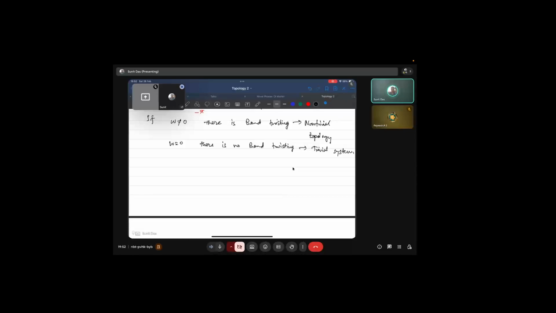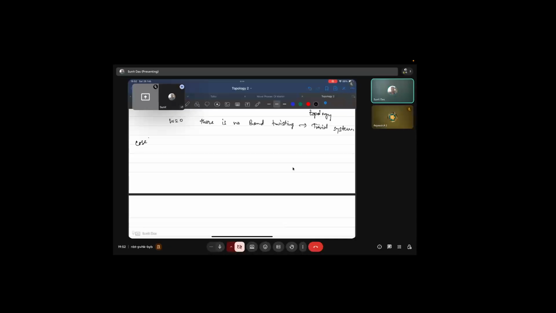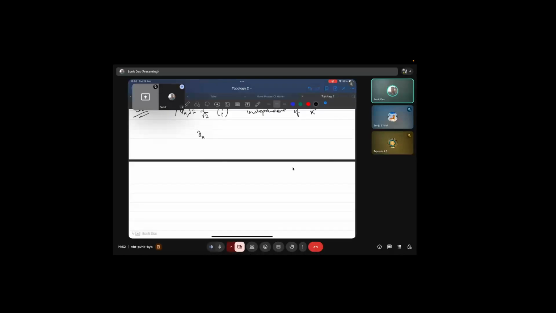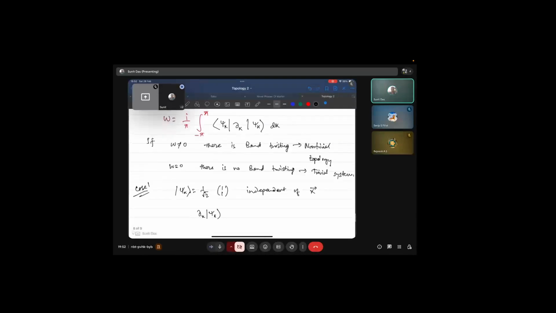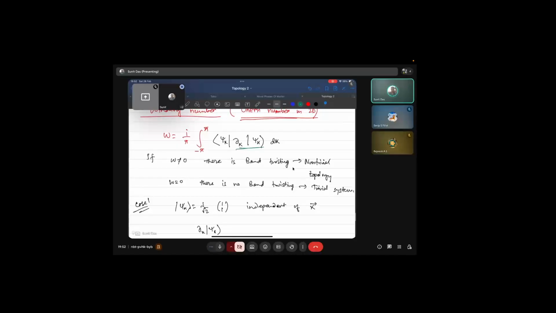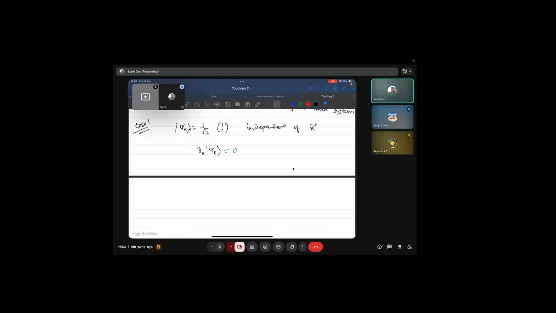Now let's see how we can prove this for our scenarios. For case one, we had the wave function psi of k as something like 1 by root 2, 1 and 1. So it is essentially independent of k. If it is independent of k, then when we determine del k of psi k, which was our definition, this is itself 0 always. So for case 1, this part is itself 0. What this necessarily means is that the winding number is 0.